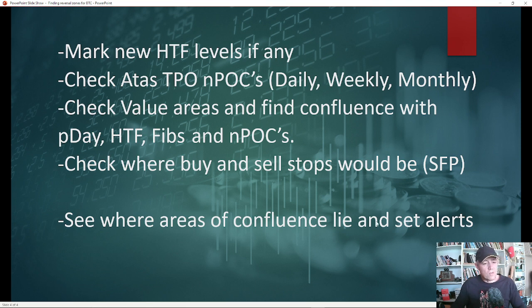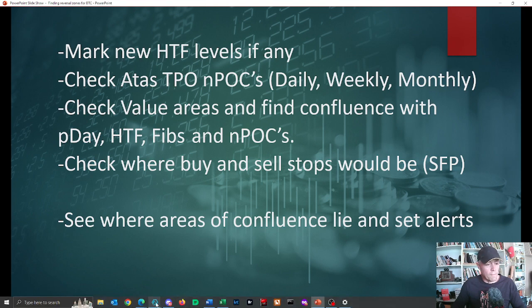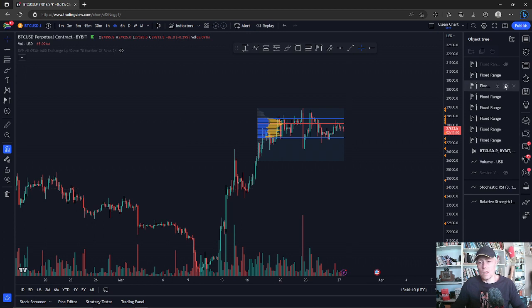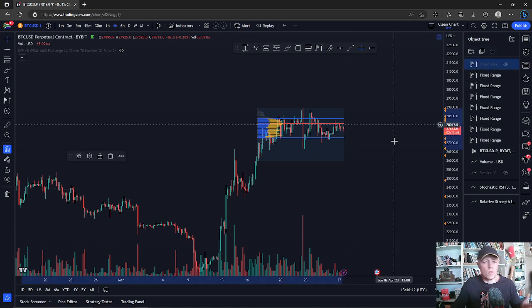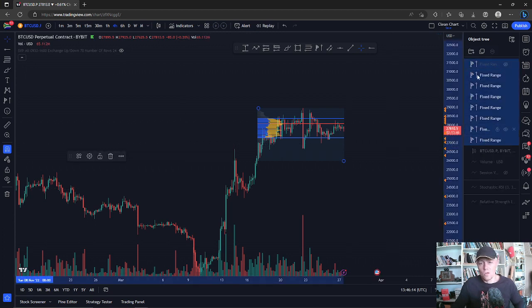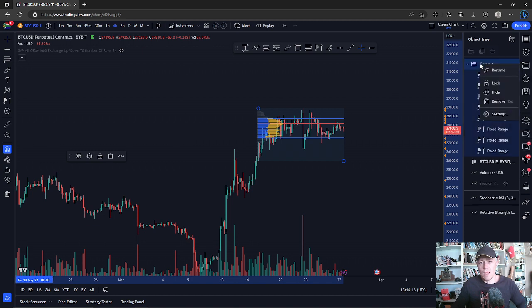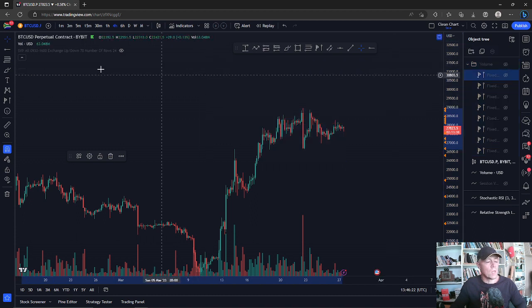See where the areas of confluence lie and set your alerts. So let's start on a blank Bitcoin chart, and let's go and delete these. Actually, let's keep those fixed ranges in. So I'm going to create a group right there, and I'm going to call it volume. Okay, let's switch those off for now.